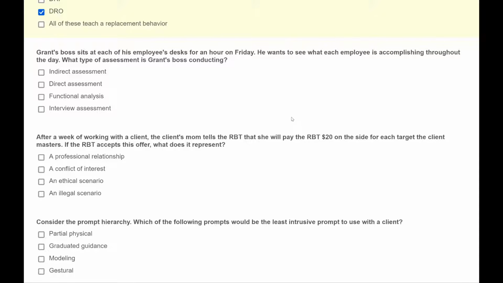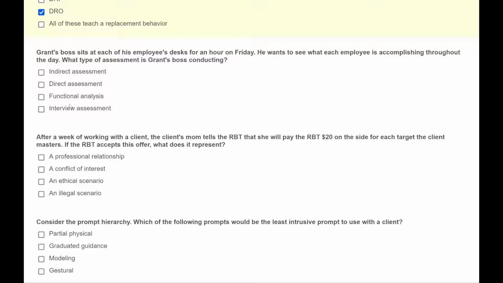So is he indirectly figuring these things out, or is he directly? Well, he's clearly directly, right? He wants to see what they're doing. He's sitting with them at their desk, et cetera. So we can eliminate indirect assessment. We can also eliminate an interview assessment because an interview assessment is not a type of direct assessment. That leaves us with direct assessment and functional analysis.